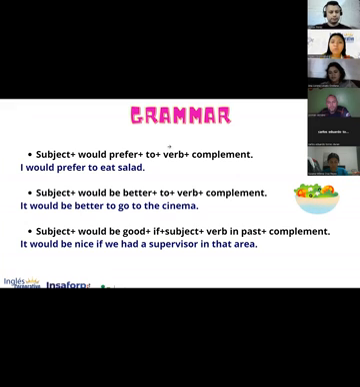Rose, I would prefer to travel in the morning. It would be better to buy a new car. It would be nice. Okay. It would be nice if we number three. I think that the idea is not well expressed. Carlos Arias, it would be better to go to the festival. Okay. Yeah. To go to the festival. Perfect.